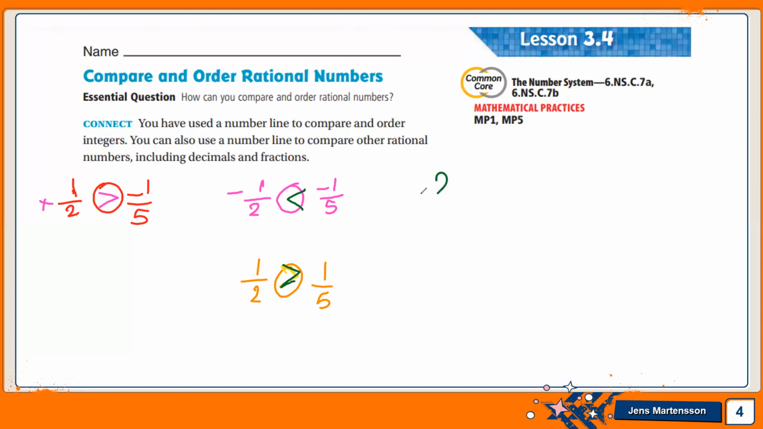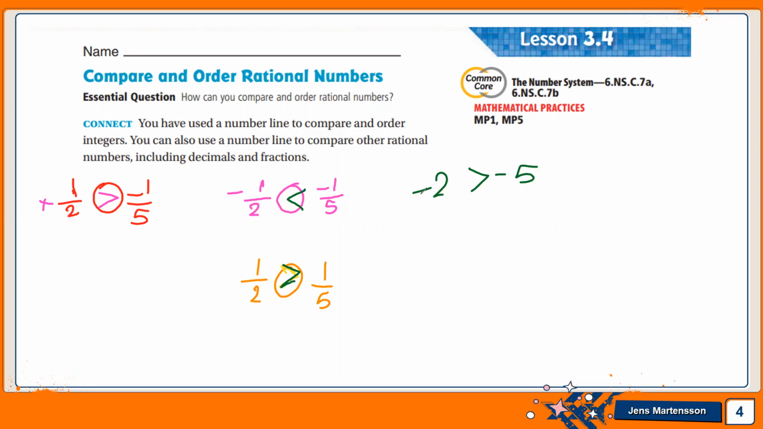As we said before, if you compare between negative 2 and negative 5, you will say 5 is greater than 2. Then you will change the sign, so it will be negative 2 is greater than negative 5. Do you remember now when you compare integers? Here we have to do the same, but now with the fractions and decimals.